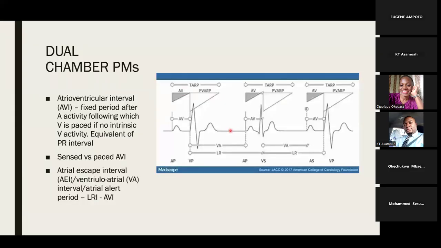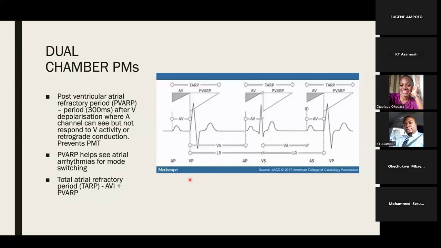So the AV interval, or the AVI, is a fixed period following atrial activity, which will result in ventricular activity. And this is like the PR interval. So the AVI is doing the job of the AV node. As the AV node delays the impulse, the AVI is also giving a delay for adequate ventricular filling before contraction. And AVI may occur whether there's sensing or pacing of atrial activity.